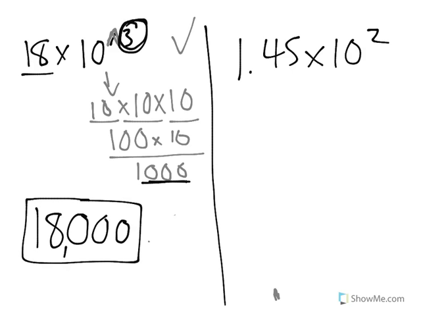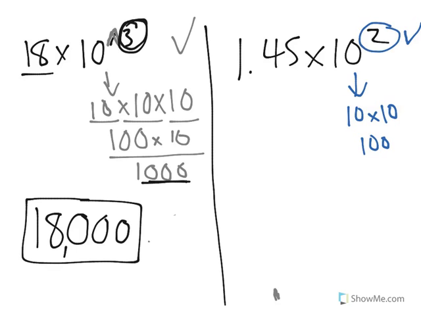As we'll see in the example to the right here, when you have a decimal place, it works a little differently. So over here we have 1.45 times 10 squared. Now remember, 10 squared would be equal to 10 times 10, or 100. So the question is saying, what is 1.45 times 100?